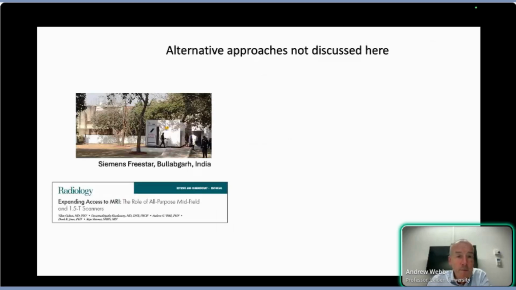I'm not going to talk about what we call midfield, right? There's some nice work from Siemens here. There's a paper from Vikas Gulani just in Radiology. This is another way of looking at a sort of accessible MRI, if you like.